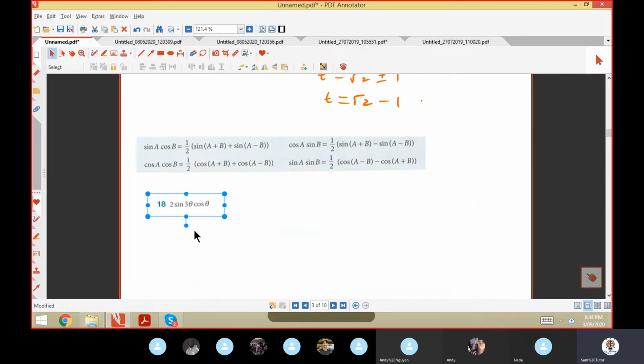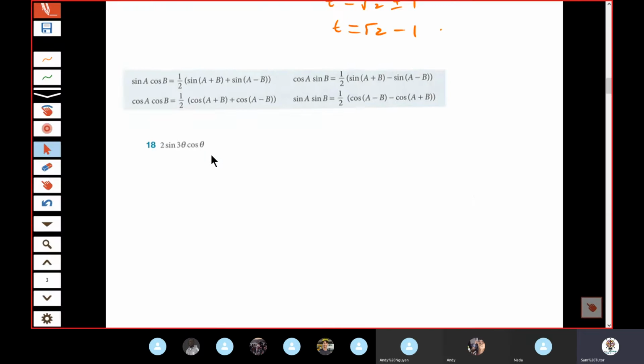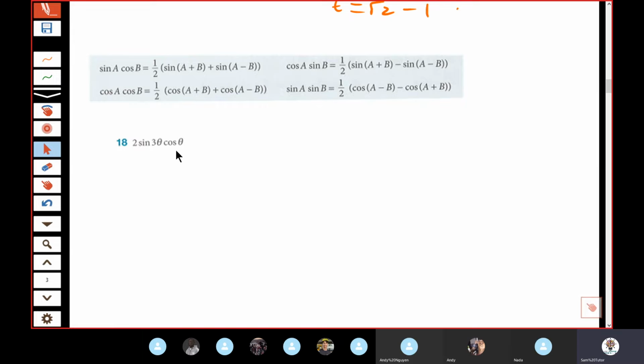See how you can't use your double angle result? Because it says 2 sine 3 and then cos theta, so they're two different angles. Sine and cos multiplied, which one do you use? Obviously use the first one. That's A, that's B. Can you see you could have multiplied this by 2?